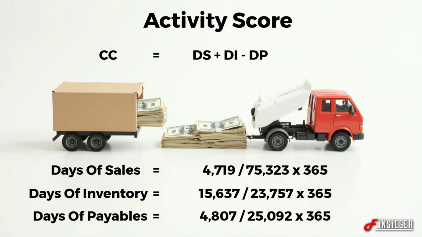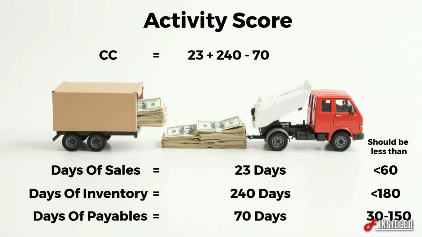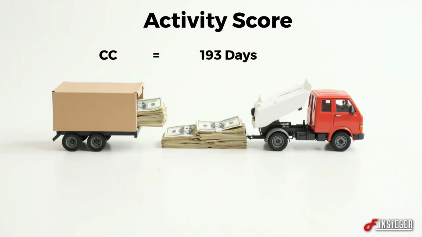When we calculate this for ITC, we get final answer as 23, 240 and 70 days respectively. Ideal values are mentioned on right side. Inventory's best figure depends on industry and product. And for ITC, we have cash conversion cycle of 193 days, which is not the best but not worse too, so we have activity score of 5 out of 10.